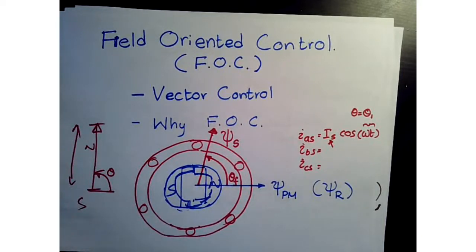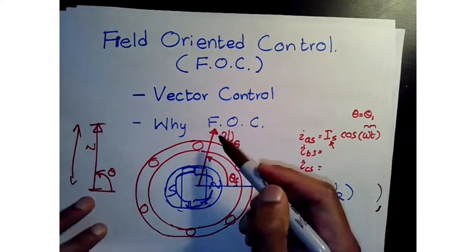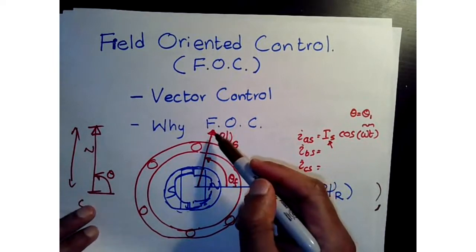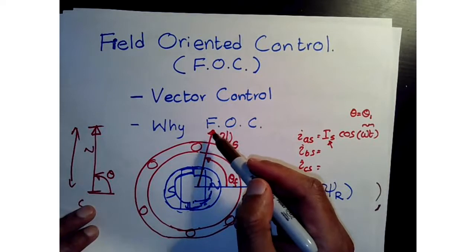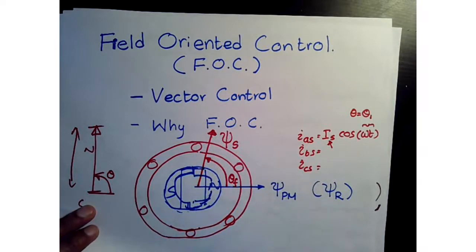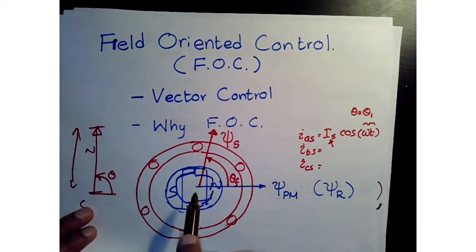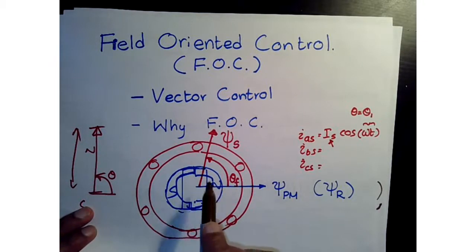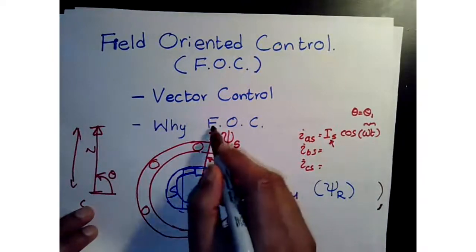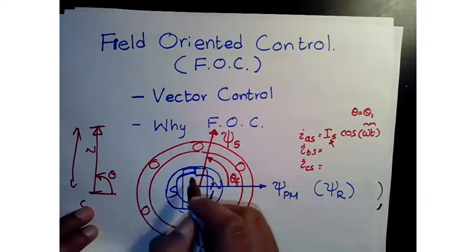Now, what was I going to say? I lost my train of thought. I think I asked the question. So we place the vectors like that. Yeah, so we can apply the stator flux vector 90 degrees out of phase.